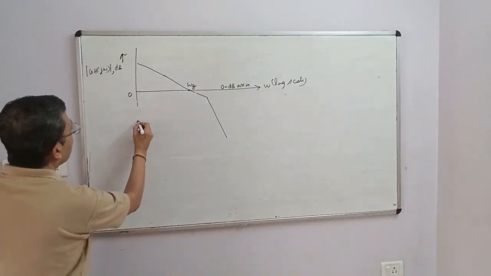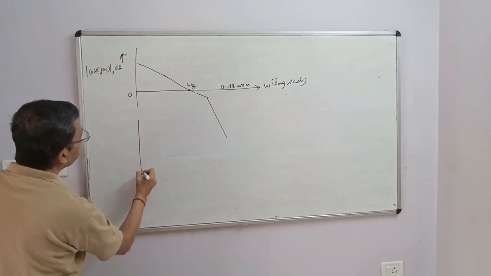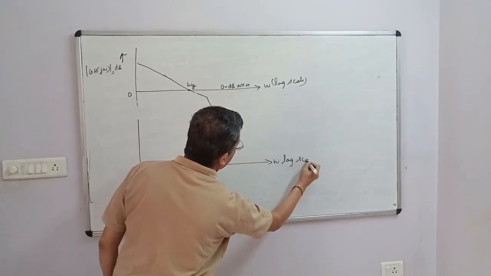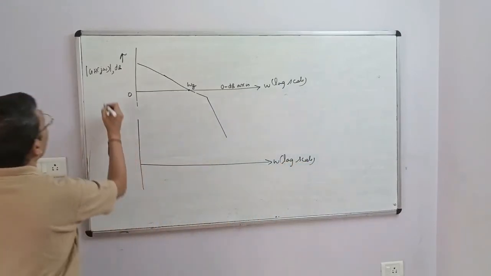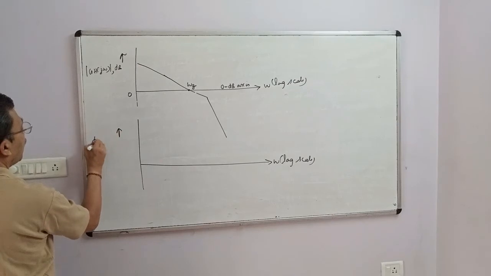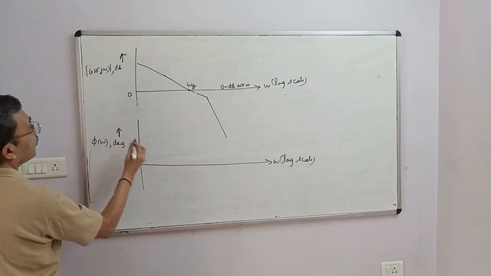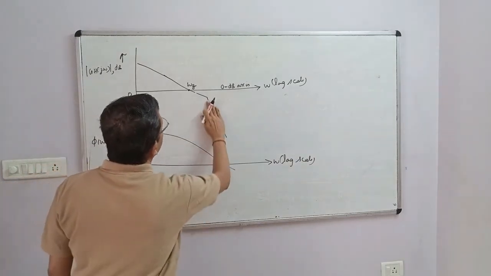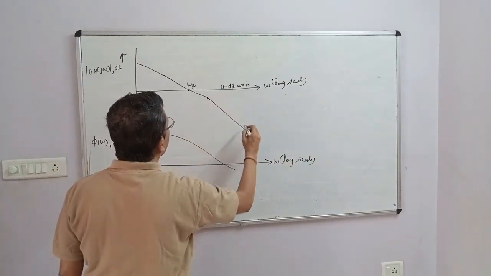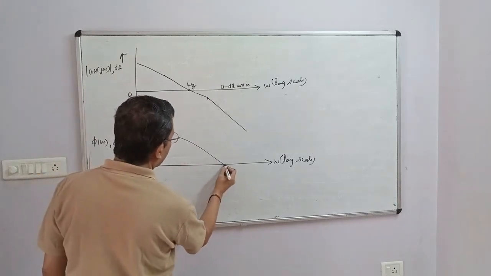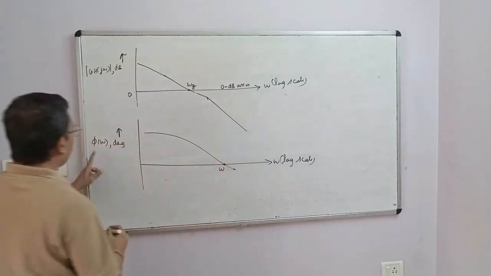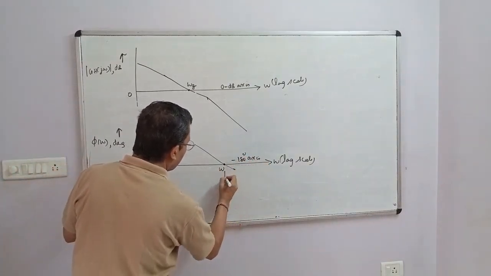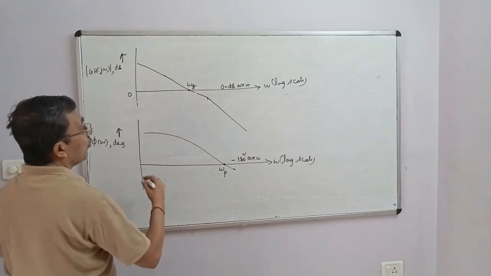Next I am going to draw the phase diagram. This is omega in log scale. Y-axis is phi of omega in degrees. Let us assume that this is the phase diagram. The frequency where phi of omega crosses minus 180 degree axis is called phase crossover frequency, omega p.